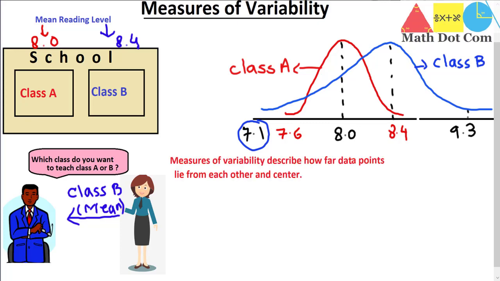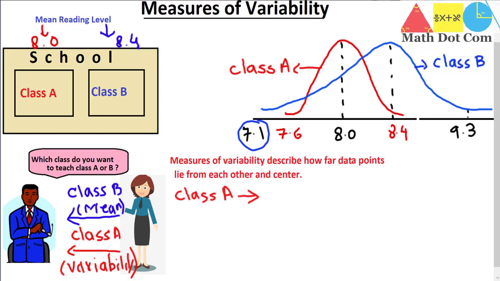So we can say that measures of variability describe how far data points lie from each other and from the center. It is clear here that the data points in class B are far away from each other as compared to the data points in class A. So after understanding this dispersion of the scores, the teacher will definitely change her decision and choose class A based on the variability.